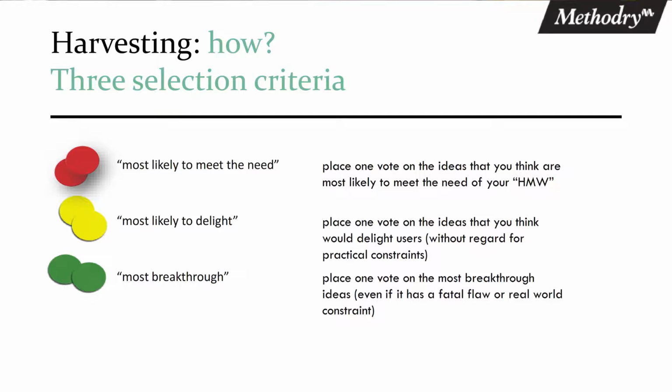So I want you to place a vote on the ideas that you think are most breakthrough, even if it's got a fatal flaw or some sort of real-world constraint that makes it impossible at the moment. Once we've selected our ideas, what we want to do is start to flesh those ideas out a little bit. And the best way that Nathan and I have found to do that is by using an idea canvas.